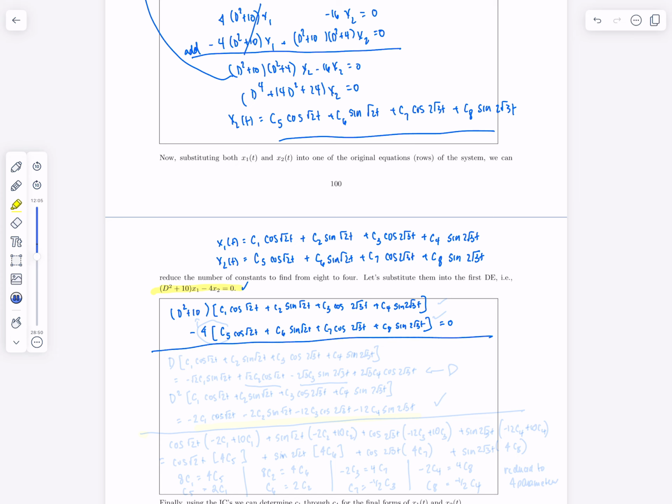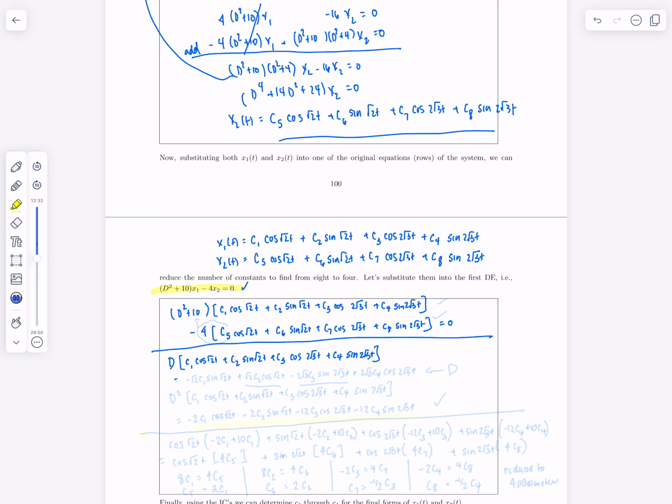have to do is say, all right, so what is the differential operator applied to c1 cosine square root of 2t plus c2 sine of the square root of 2t plus c3, I know it's a lot of writing, cosine 2 on the square root of 3t plus c4 times the sine of 2 on the square root of 3t. What does that differential operator do?